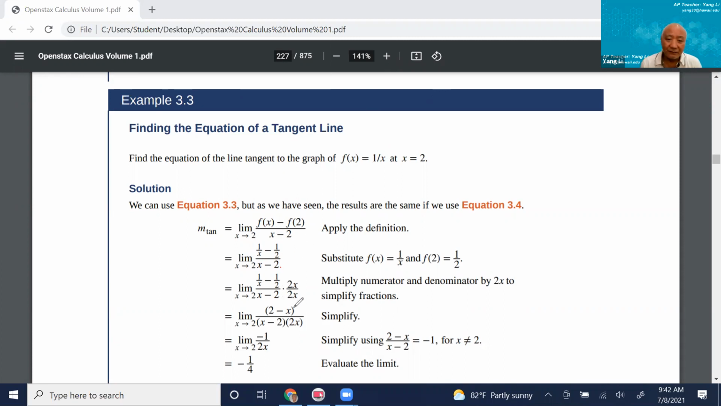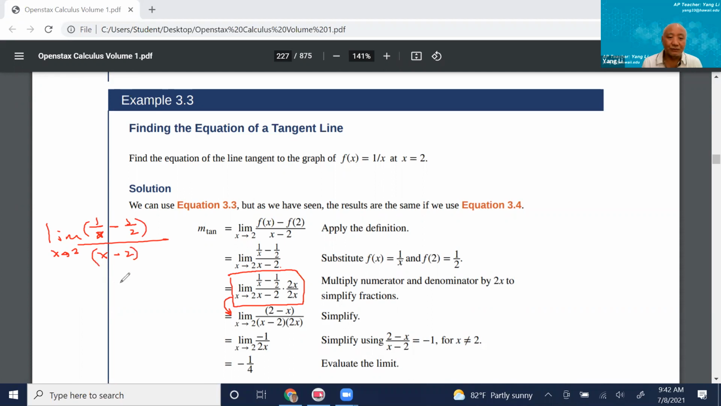No problem with that. Now, let me show you how they simplify this one, okay? From here, let me show you how they make the simplification to get this one. Let me put it here. Limit as x approaches 2, you have 1 over x minus 1 over 2. The bottom one is x minus 2 like this, right?